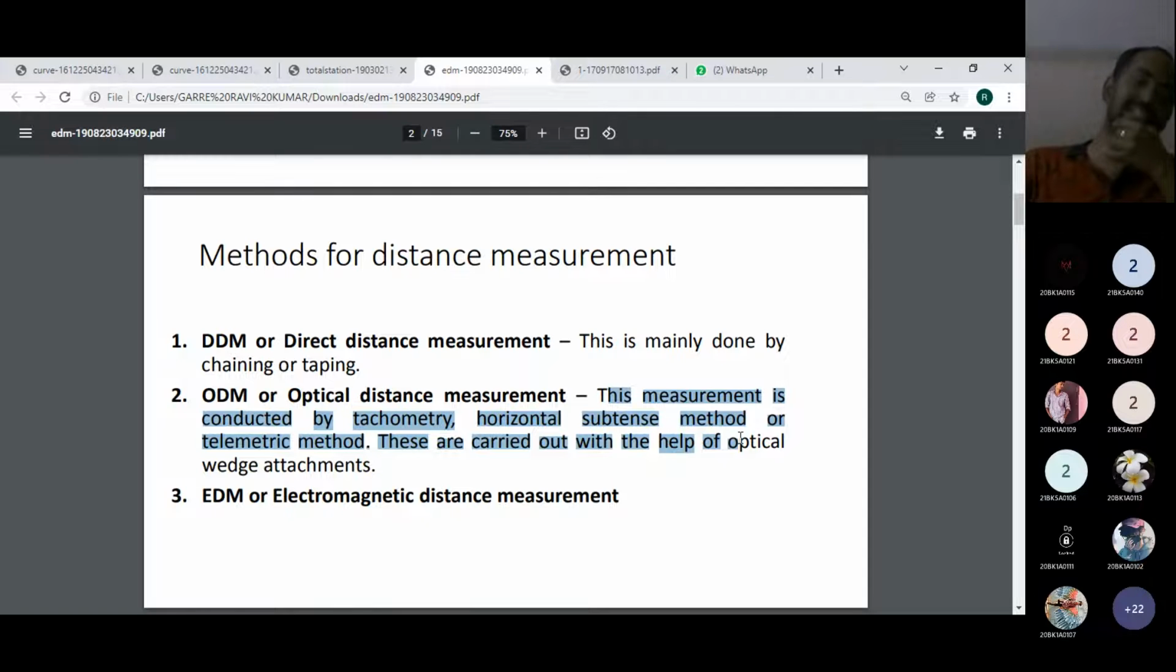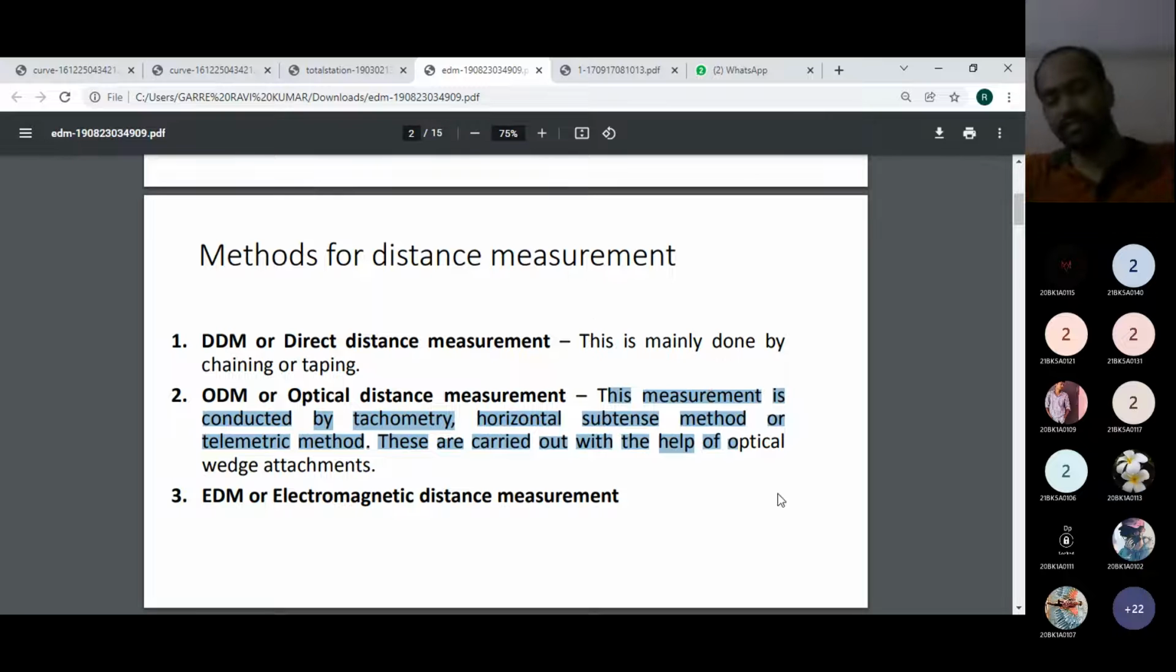One more thing is EDM, electronic distance measurement. In this case we don't do any calculation. In chain survey we do some calculation, and in theodolite survey, tachometric survey, and trigonometric leveling, we also do some calculation. We use some formula, do the calculation, and get the result: the area, the distance, the elevation, all of it.